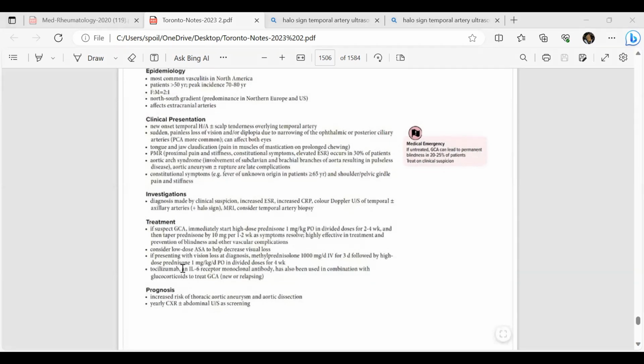Someone is asking what PMR is. PMR is polymyalgia rheumatica, a condition that causes pain and stiffness and inflammation of the muscles around the shoulder, neck, and hips. It's written here: proximal pain and stiffness and elevated ESR, PMR, polymyalgia rheumatica.